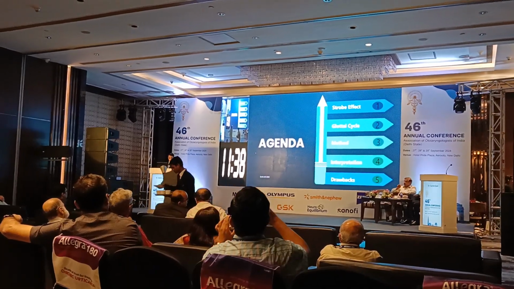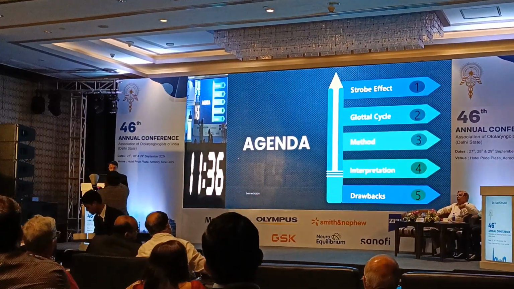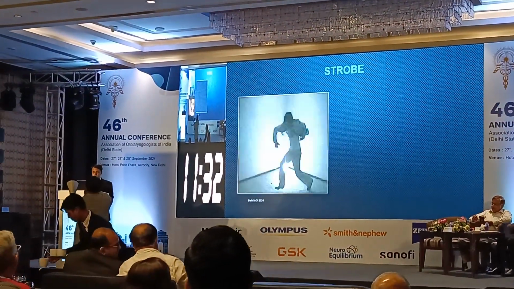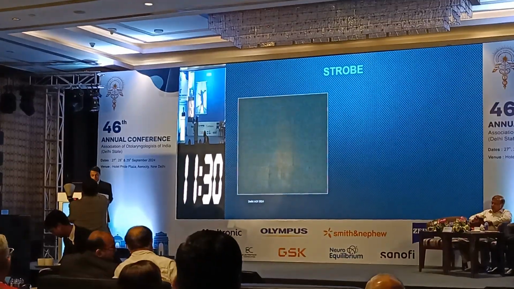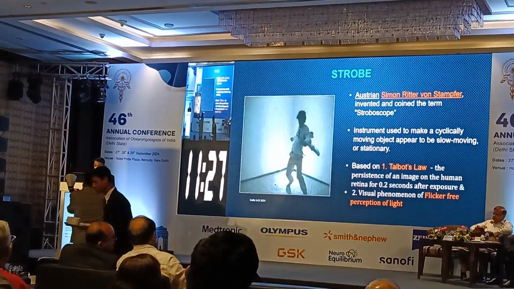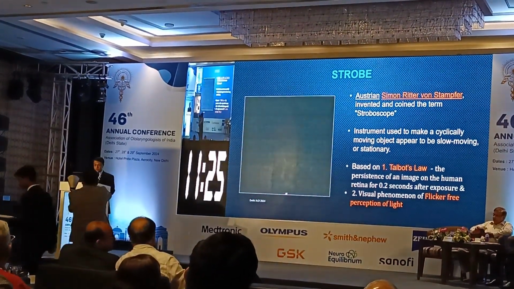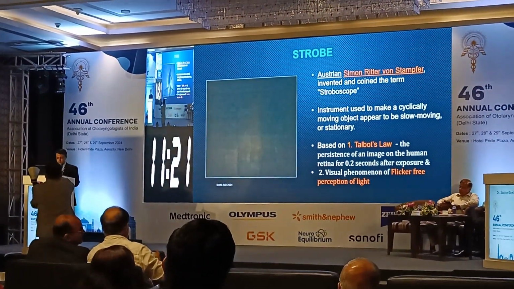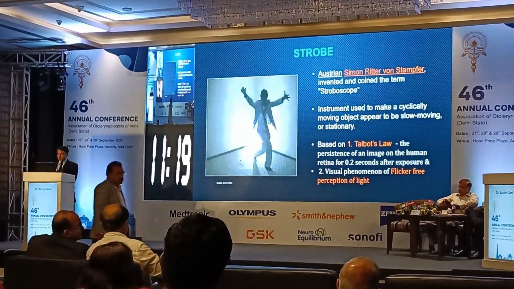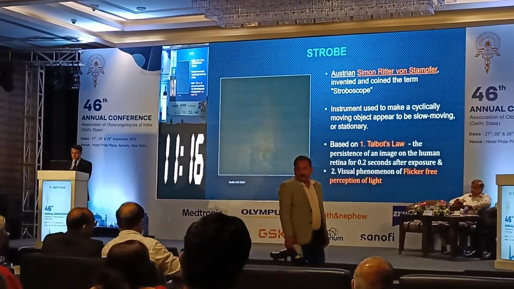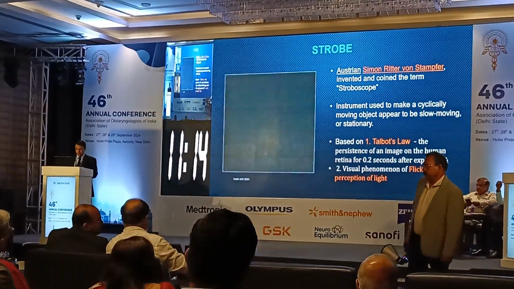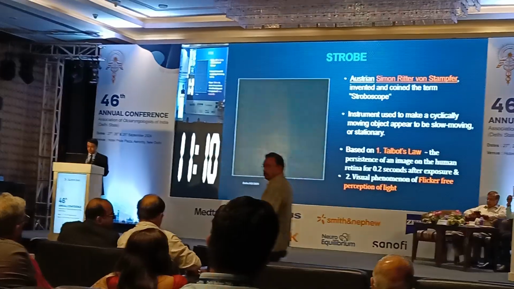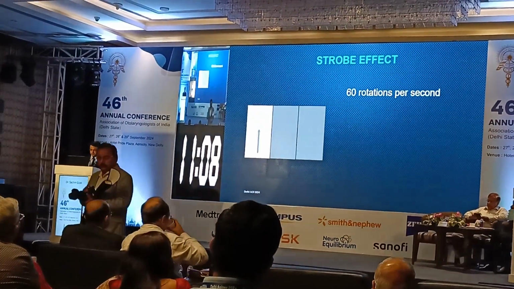How to interpret and read stroboscopy, and its various drawbacks. We have often come across these kinds of images. This is nothing but the strobe effect. The stroboscope was invented by Simon Ritter von Stampfer, who also coined the term stroboscope. It is an instrument used to make a cyclically moving object appear slow-moving or stationary. The principle is based on Talbot's law and flicker-free perception of light.